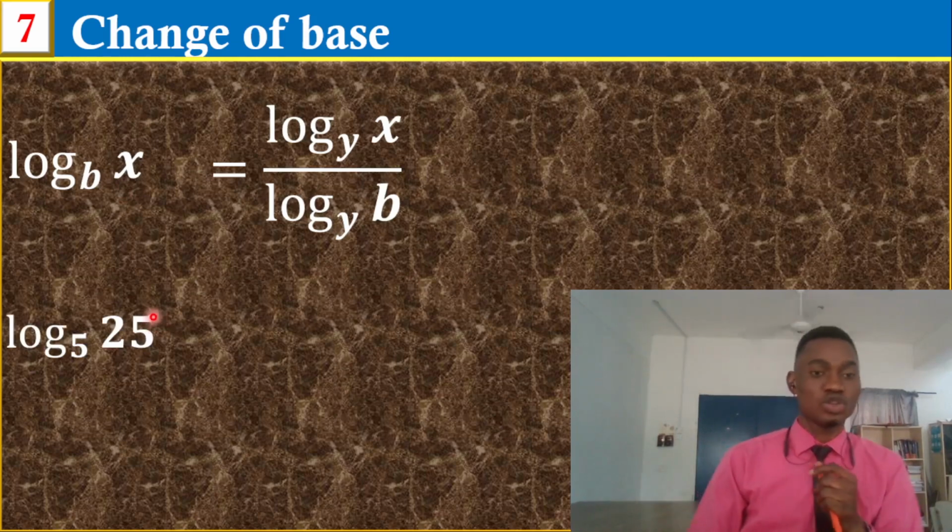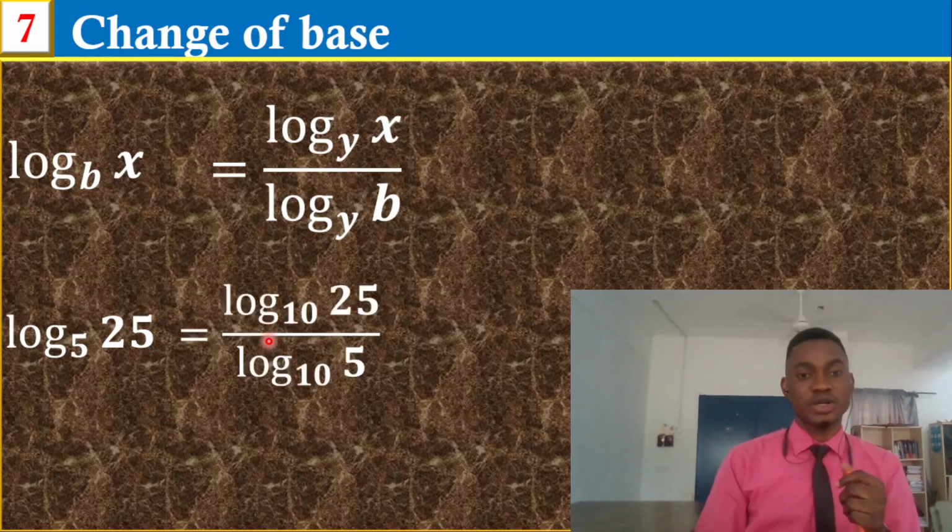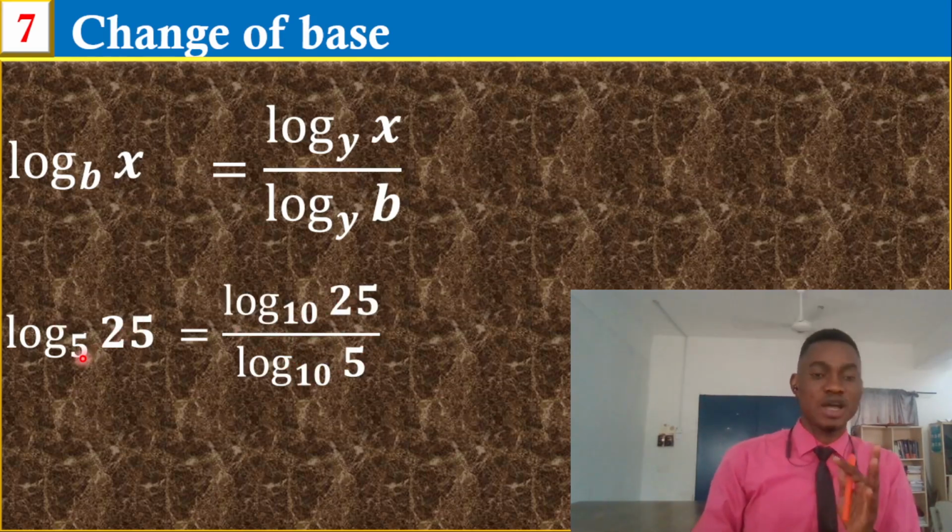Let's look at an example. If we have log 25 base 5 and for any reason we want to change the base to a convenient base, let's say base 10, then it can be expressed this way: log 25 base 10 all over log 5 base 10. Log 25 base 5 is the same as what? Log 25 base 10 all over log 5 base 10. Just check the formula here, okay?